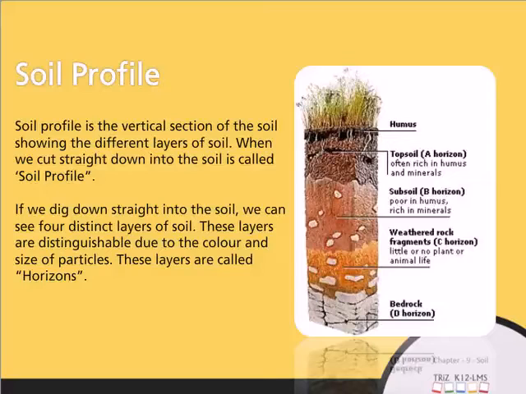If we dig down straight into the soil, we can see 4 distinct layers of soil. These layers are distinguishable due to the color and size of particles. These layers are called horizons.